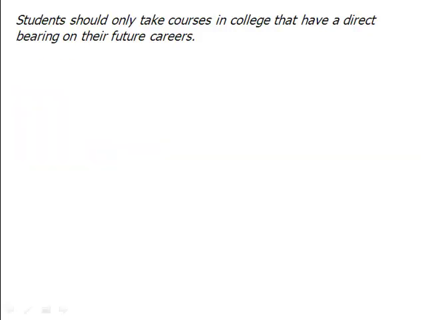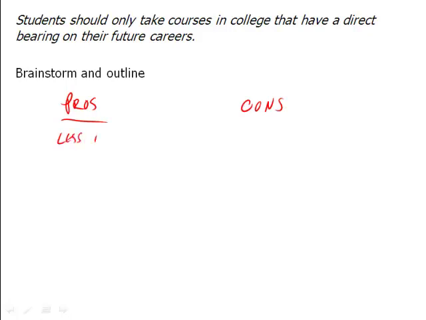What we're going to do is come up here with a brainstorm and an outline. So I'm going to put the pros on this side. Here's the pros. And on this side, we're going to put the cons. So we think through this and say, yeah, that's a great idea because students spend less time in college. And less time in college means less money. That is, students don't have to spend as much money in college. They can get out in 3 years perhaps, because if they're taking courses only that have a bearing on their future careers, this is great.